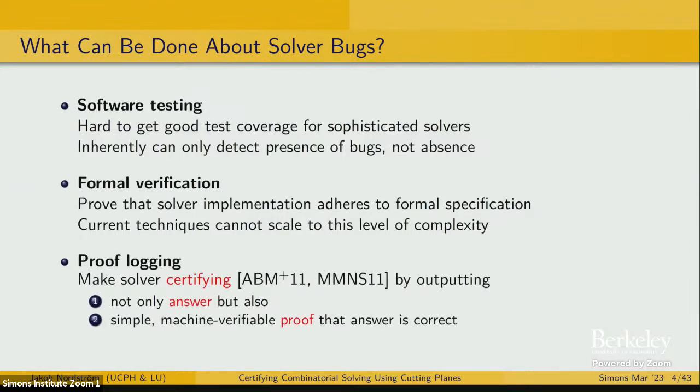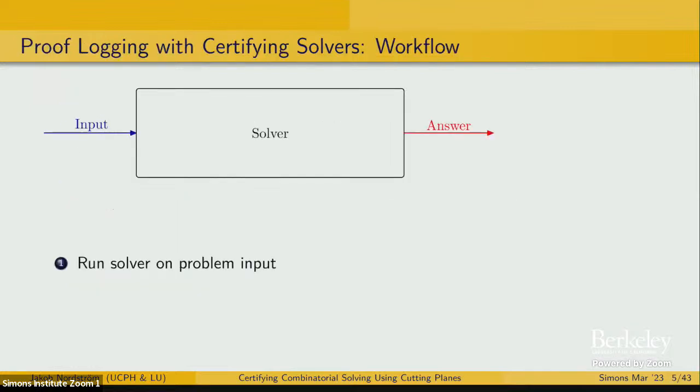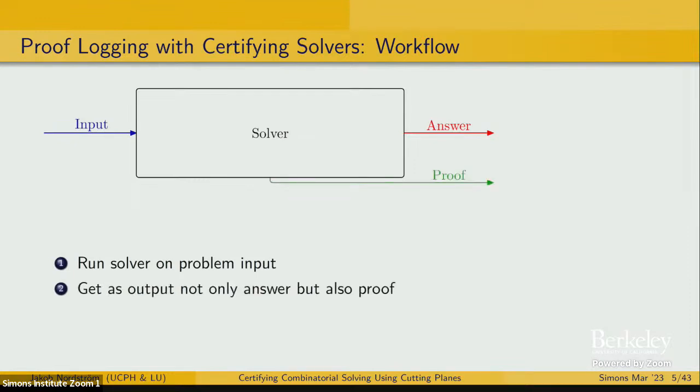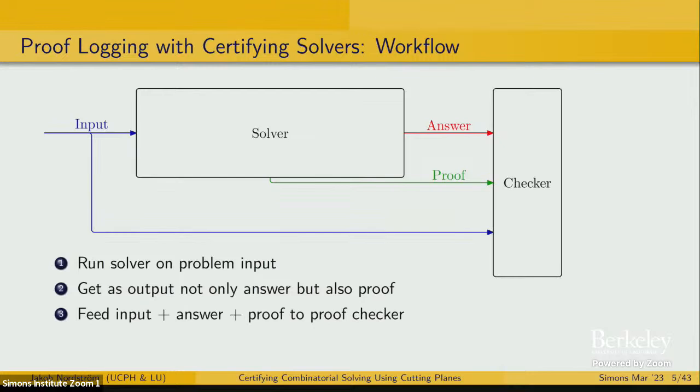So what seems to be the most promising approach, or what I'm arguing is the most promising approach, is to make solvers certifying, or to make them use proof logging, which means that we're asking them now to give not only an answer to the problem, but they should also provide a proof that this answer is correct. What this means is that when we run the solver algorithm, we don't just get an answer, but we also get a machine verifiable proof. And we should be able to feed the input, the answer, and the proof to a proof checker.